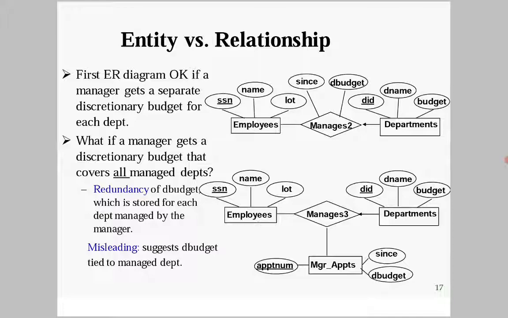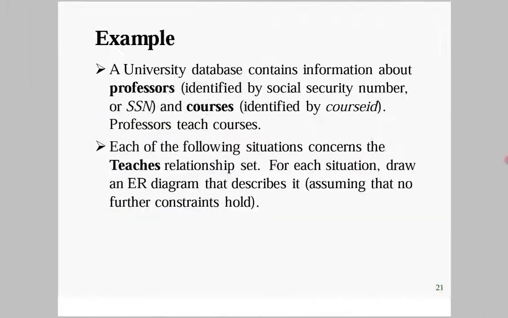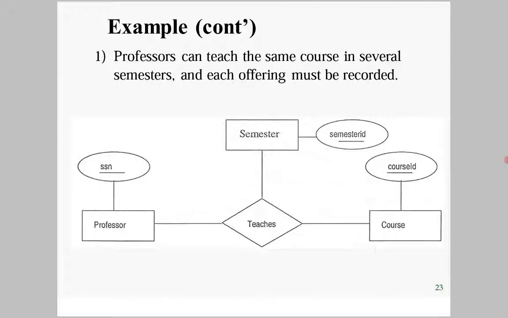And in the next example we are taking three entities like employees, departments, and manager, MGR APPTS. MGR means manager or managers. So by using these three entities we may create some relation or a relationship. It is called as manages 3. So these are the simple examples of taking ER models.